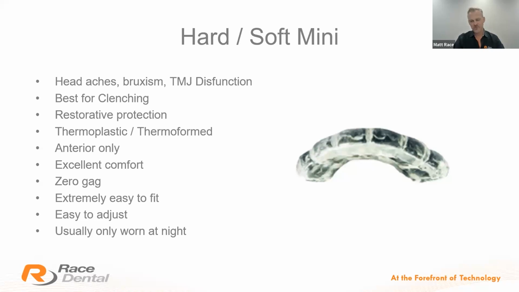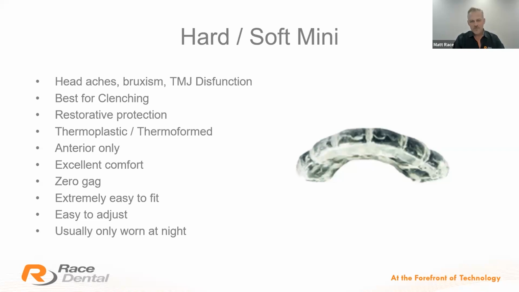As I mentioned, it's anterior only from 3 to 3, thermoplastic and thermoform, but it has excellent comfort. One of our most comfortable splints because it doesn't travel across the posterior teeth. It is only in the anterior region, and when that anterior contact takes place, we see no posterior contact, so the clenching is completely taken away from the patient's capabilities.